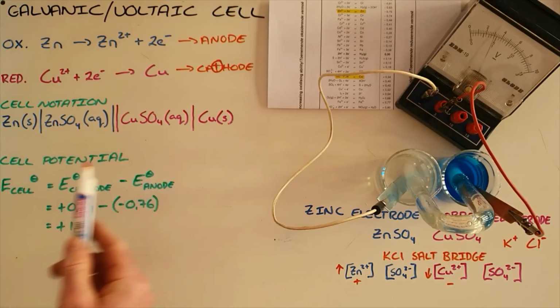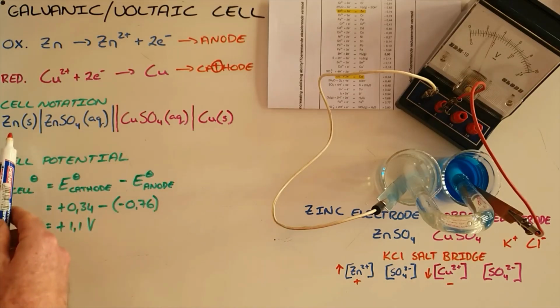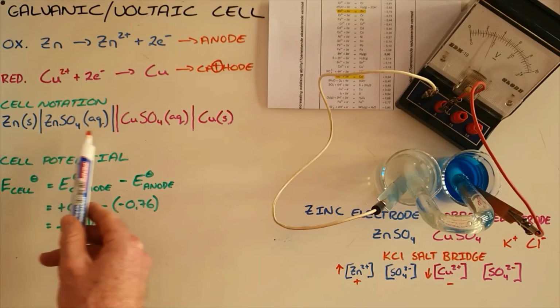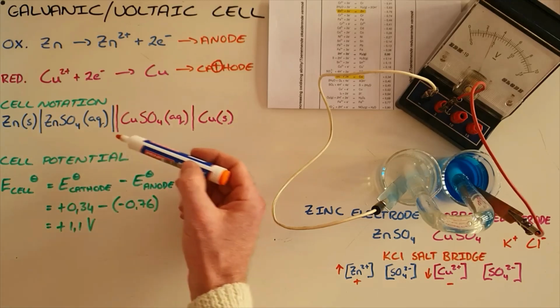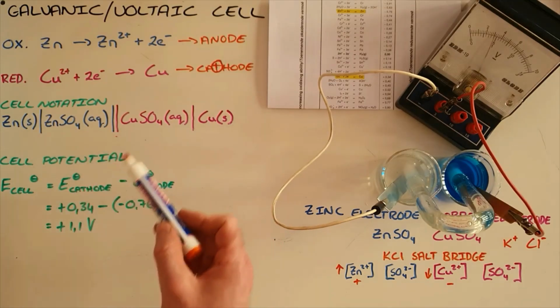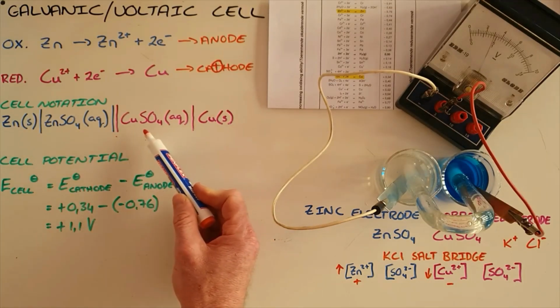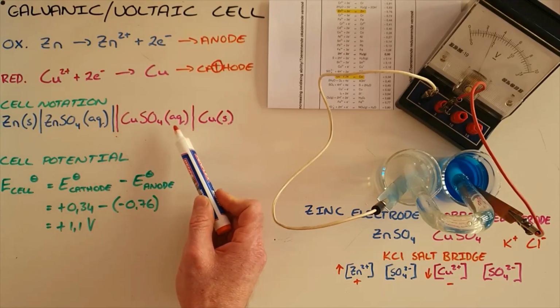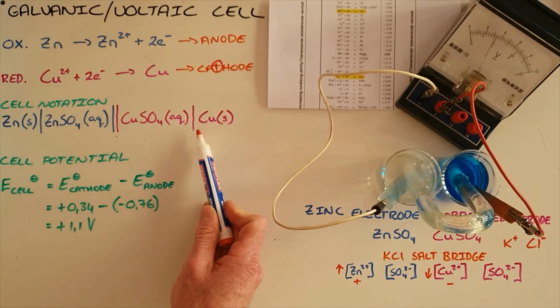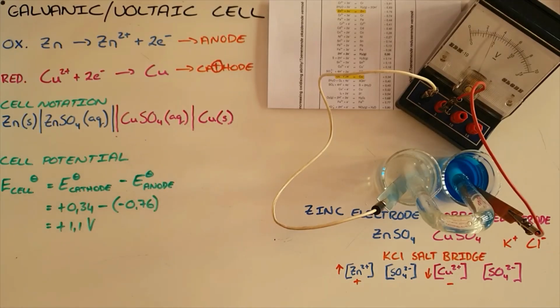We can also express this in cell notation, which says that the anode electrode is zinc solid, the anode electrolyte is zinc sulfate, the double line here represents the salt bridge, the cathode electrolyte is copper sulfate in aqueous solution, and finally the cathode electrode being copper solid.